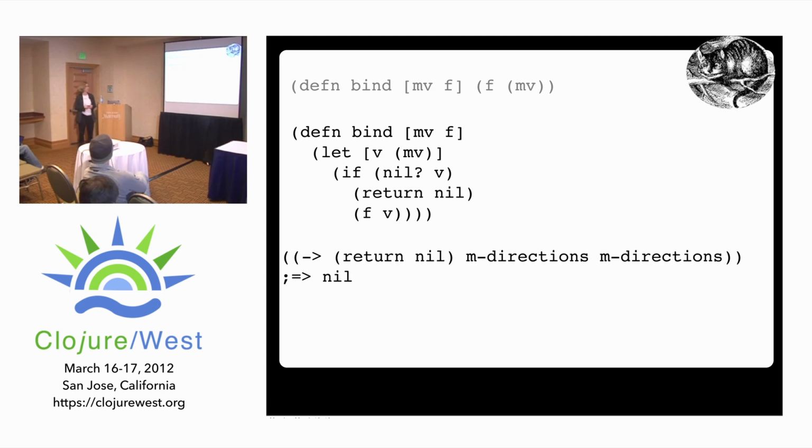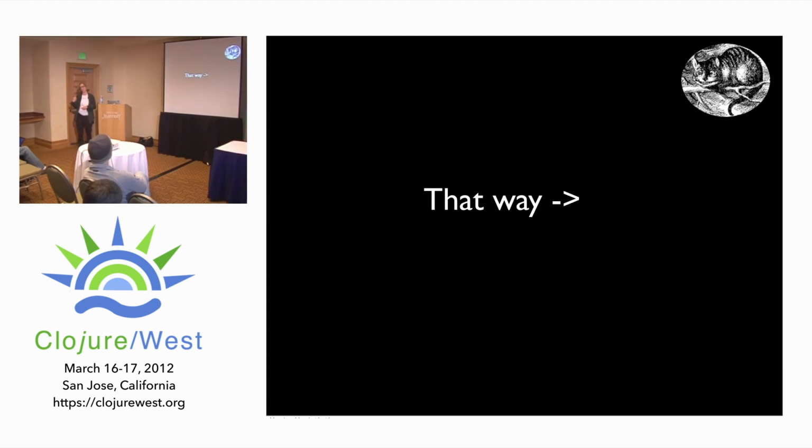So she tried it, and it did work. It returned nil instead of blowing up. The cat smiled even bigger this time and said, that way. So she thanked the cat very nicely for showing her the directions. And as she watched, the cat slowly disappeared and left only a pair of parens. So she headed down the way the cat had indicated, down the path.